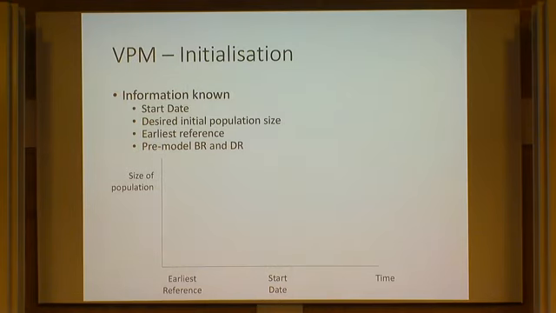So in this initialisation phase, we have a certain amount of known information, and so we have been given from the user the start date, and also how large they desire the initial population to be, and from our output format we know what our earliest reference is, and then the user also provides birth rates and death rates to be used before the model begins. So for example, we can say the size of our population at the start date will be this, and then we can therefore work back to say the size of our population at the beginning, our beginning, gets very confusing when you have two beginnings, will be this.